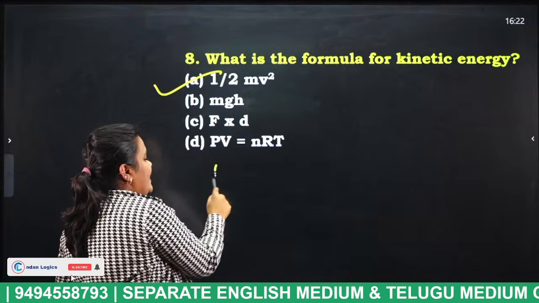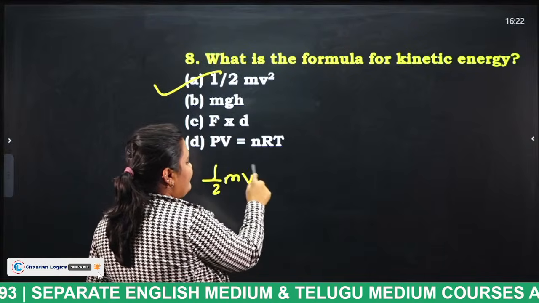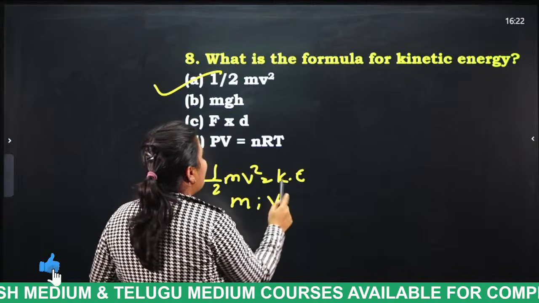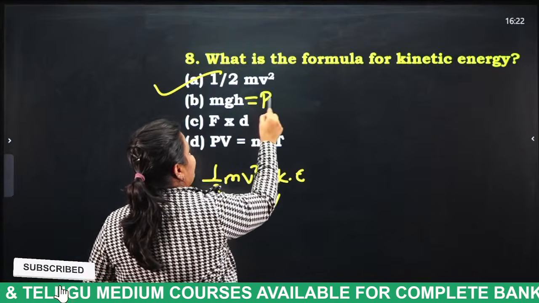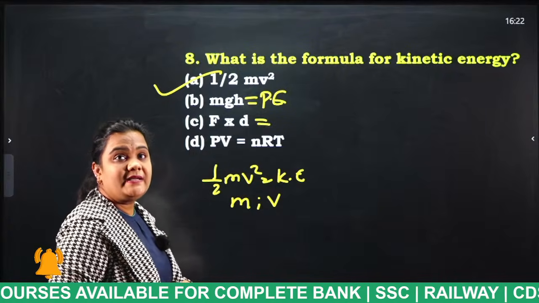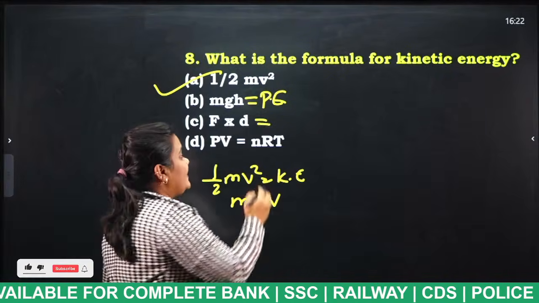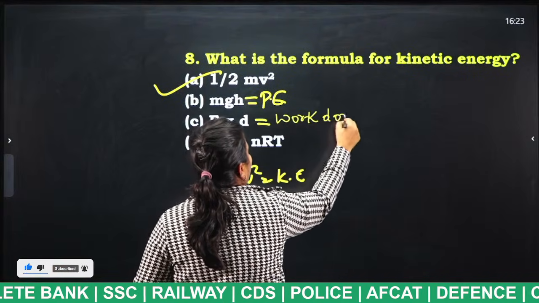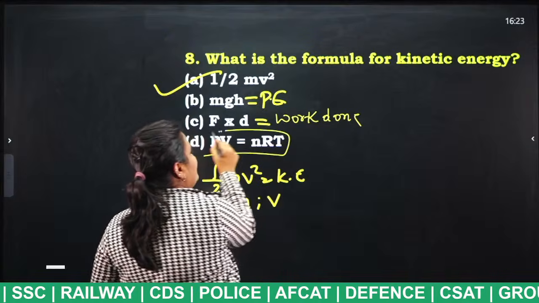Half mv square. Half mv square is the formula for kinetic energy. M stands for mass, V stands for velocity. mgh is the formula for potential energy. F into D, force into displacement, is the formula for work done. And finally, PV is equal to nRT.